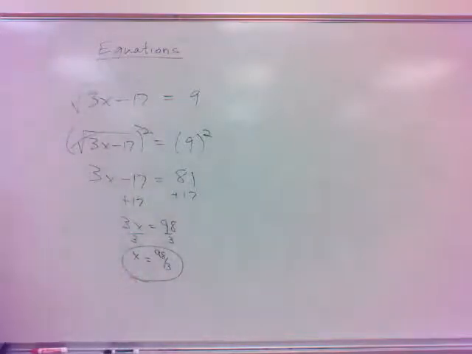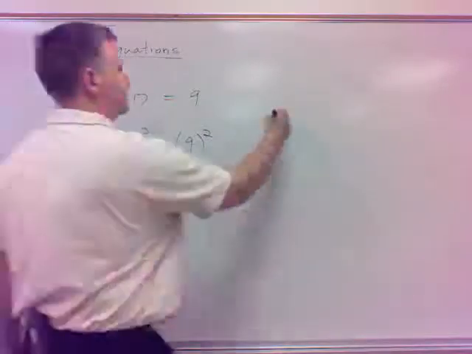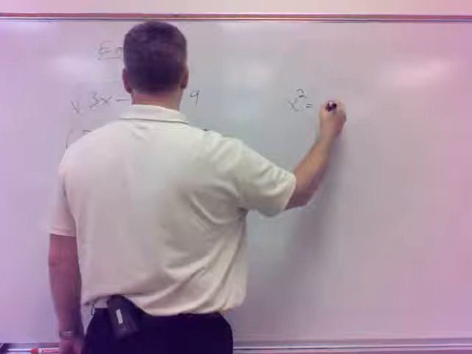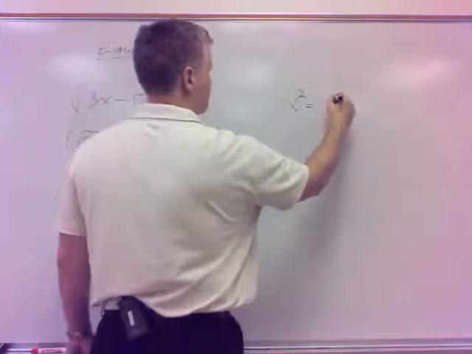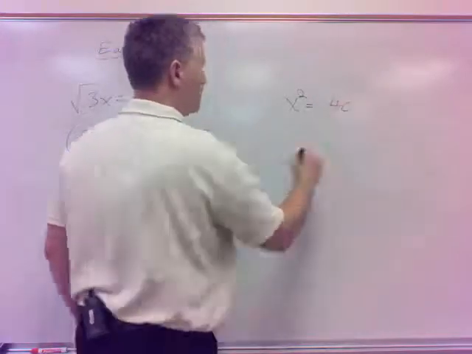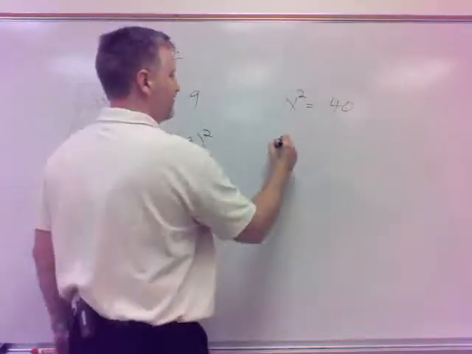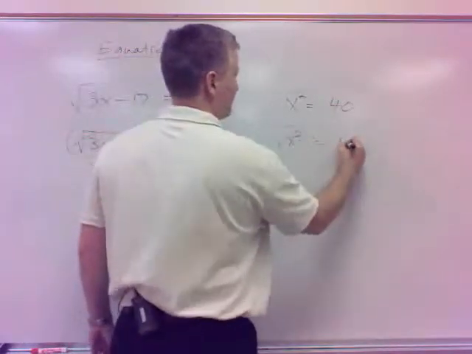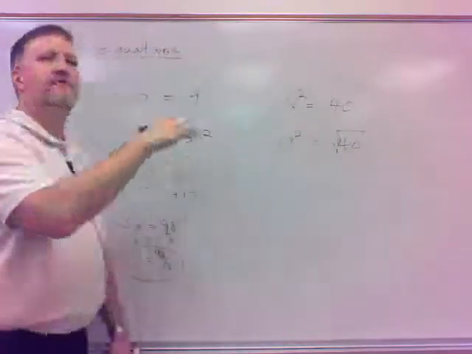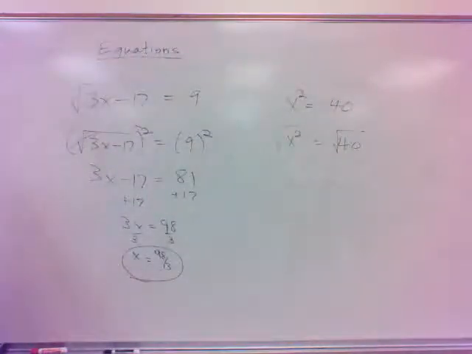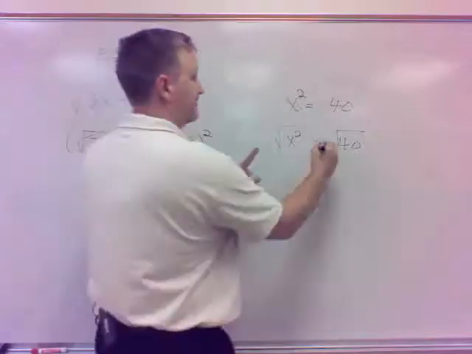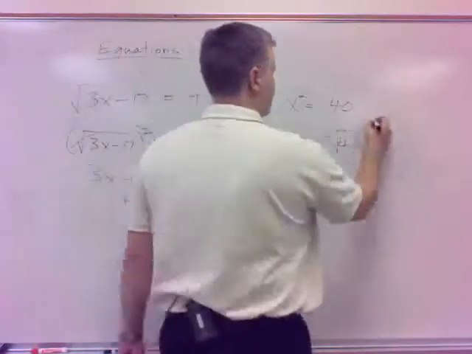Now, contrast that to one like x squared equals 40. A similar technique there, except kind of in reverse, isn't it? Here I'd square root both sides. The only thing you have to remember is this is an x squared equation, so you need two answers. So how to get the two answers? Do a plus or minus in front of that square root of 40.